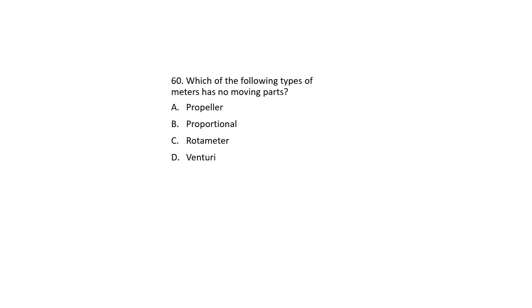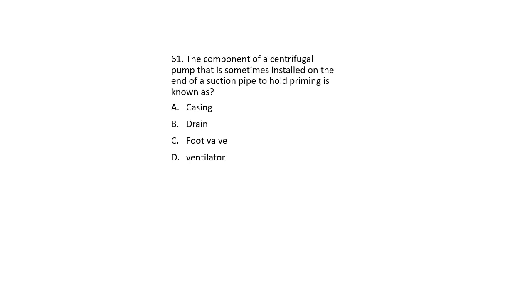Which of the following types of meters has no moving parts? Propeller, proportional, rotometer, or Venturi? Answer is Venturi. The component of a centrifugal pump that is sometimes installed on the end of a suction pipe to hold priming is known as casing, drain, foot valve, or ventilator. It's going to be a foot valve.